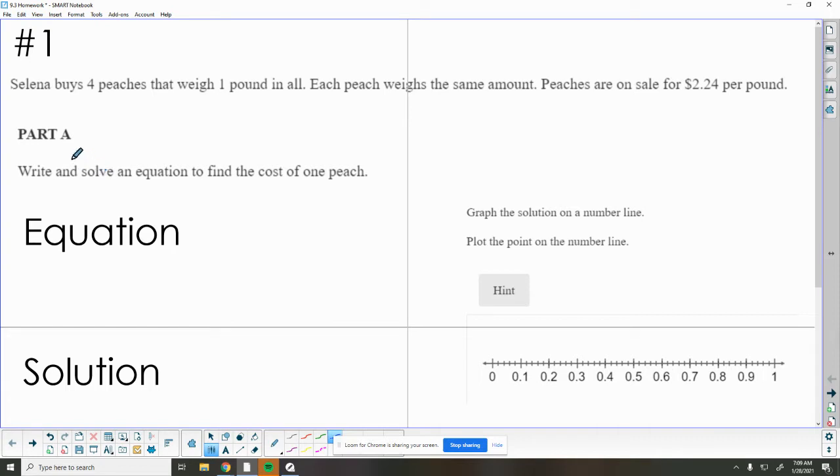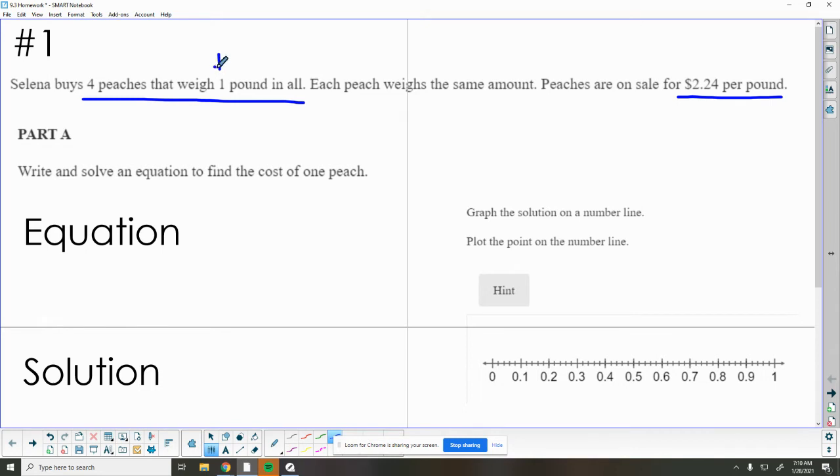This video is going to help us with 9.3 homework. If you have any questions, be sure to follow along with this video. Number 1 tells us that Selena buys 4 peaches that weigh 1 pound total. Each peach weighs the same amount. Peaches are on sale for $2.24 per pound.